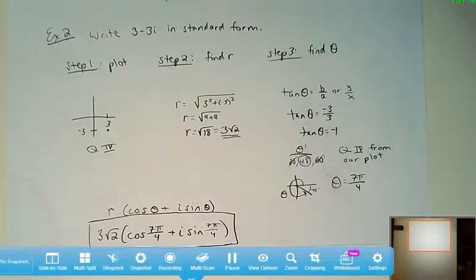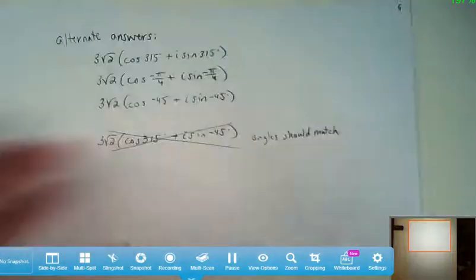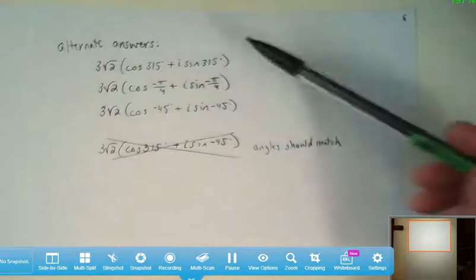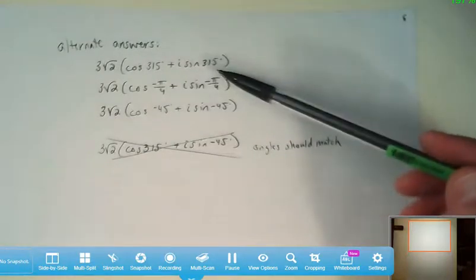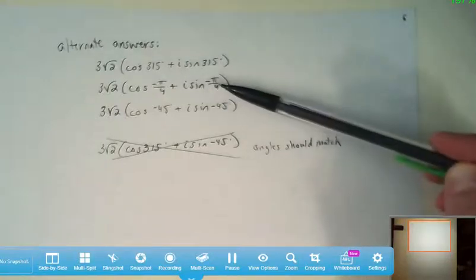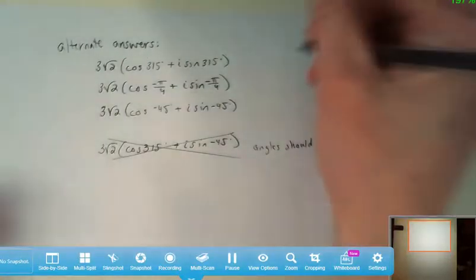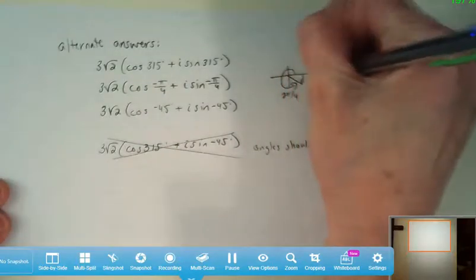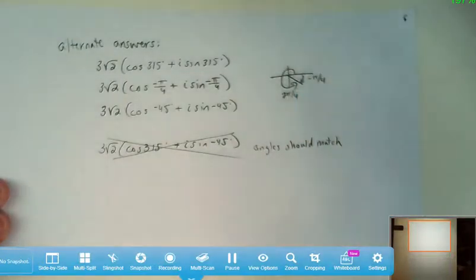Now, a couple things I want to go over before we continue on our way is that there are alternate answers that are correct. So for example, I use 7 pi over 4, but you could use 315 degrees. Unless the directions say radians, you don't have to do radians. You can use negative pi over 4, that's coterminal with 7 pi over 4. So if you sketch 7 pi over 4, negative pi over 4 is coterminal. So you're welcome to use negative pi over 4 instead.